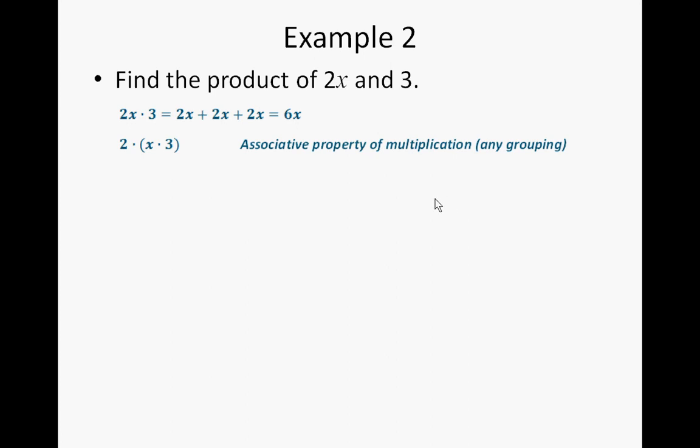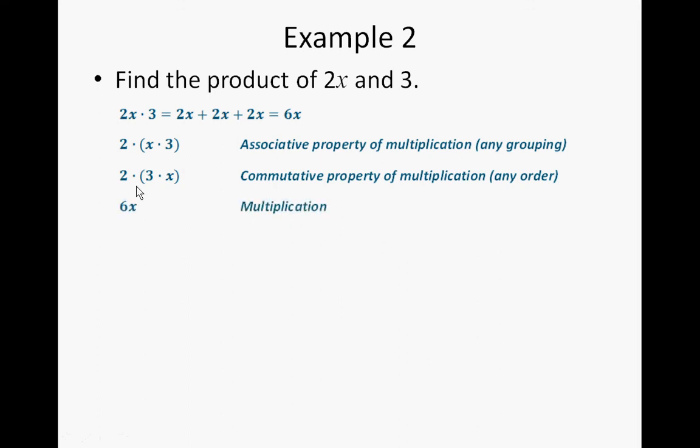So we can use the associative property of multiplication, which is any grouping, by grouping the x and the 3 instead of the 2 and the x. Now we can use the commutative property to switch the order of x and 3. And lastly, because 2 and 3 are next to each other, 2 times 3 is 6, using multiplication, and we're left with an x.